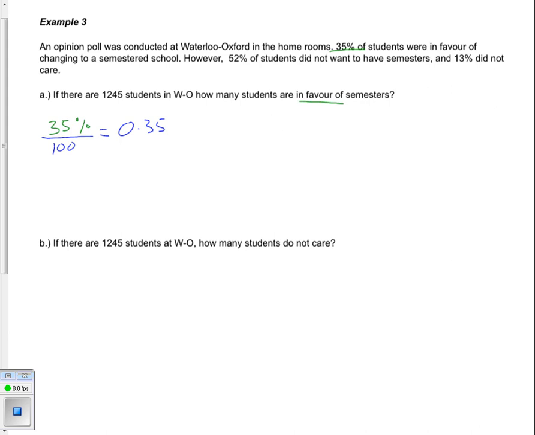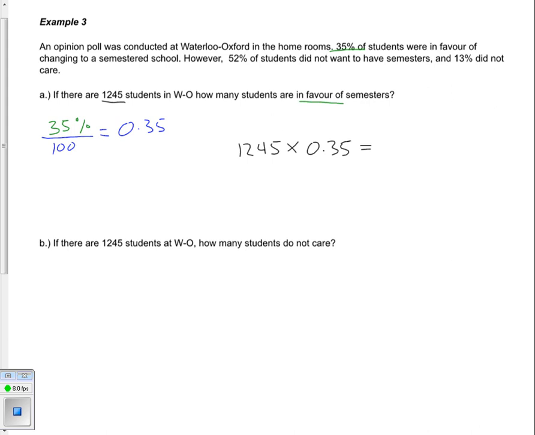So we know that in all of WO there's 1,245 people. We know that 35%, or 0.35, of them want to go to a semester system. So we take the total and we multiply it by the percentage as a decimal. In this case, we're going to take 1245 times 0.35. That's going to allow us to figure out how many people are actually interested in having a semester system at the time of this particular question writing.